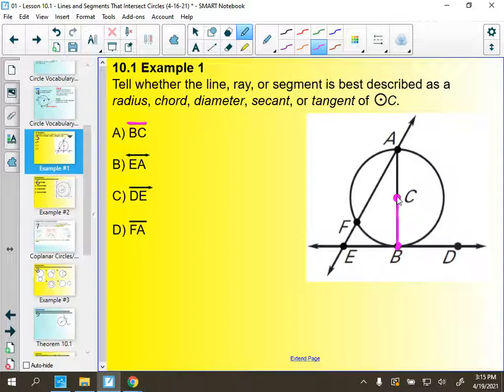So from the center of the circle to the edge, we call that a radius. What do we got for the next one? Line EA, right? That makes a difference because sometimes that's how you distinguish between a secant and a chord. So EA, the line continuing in both directions. I can see two intersection points at F and A, so this is what we would call a secant, intersecting the circle twice.